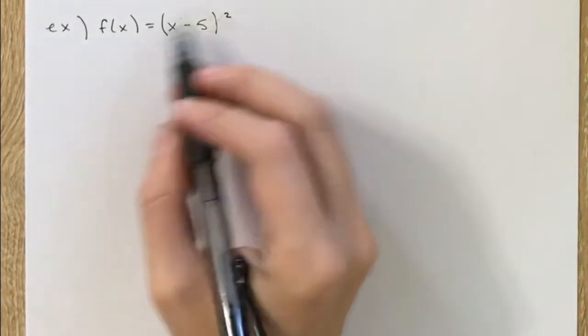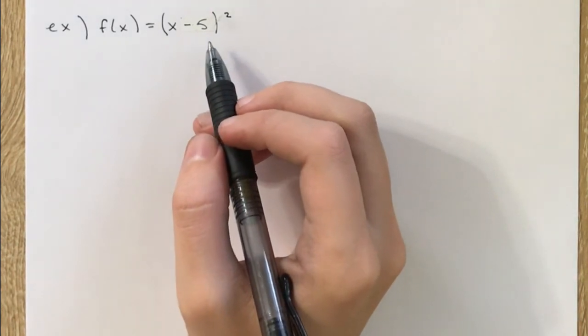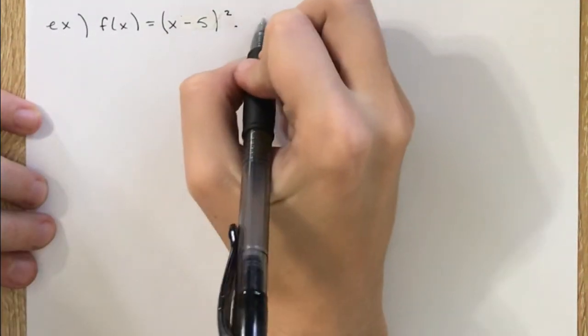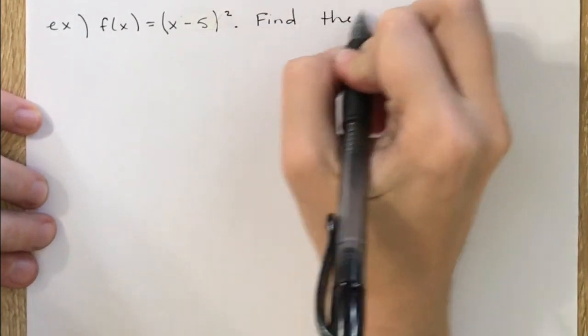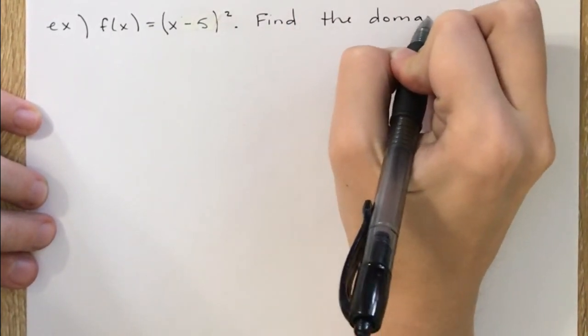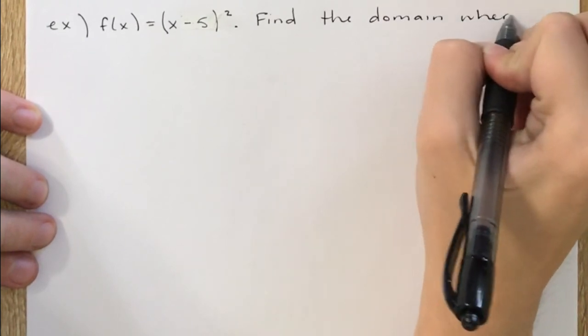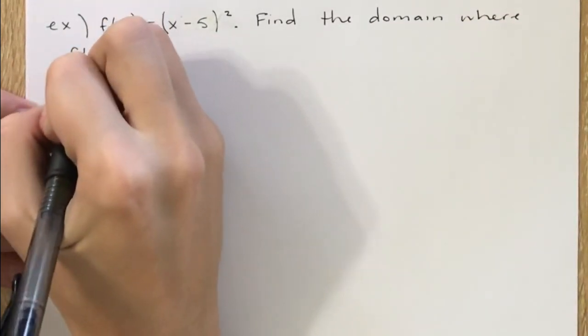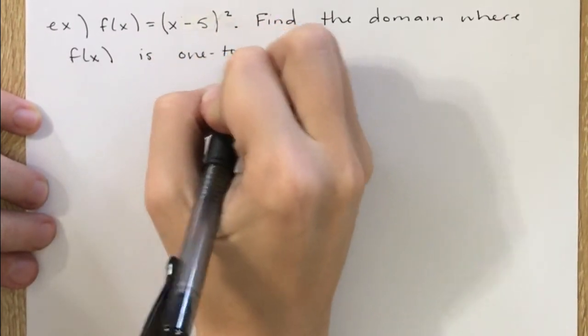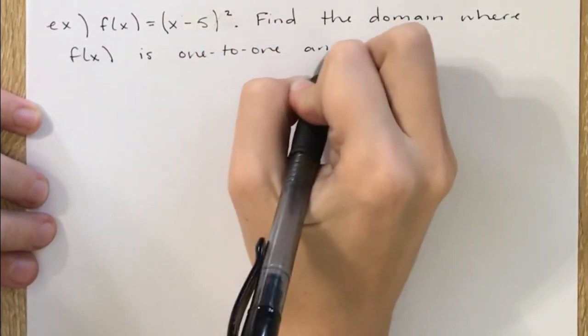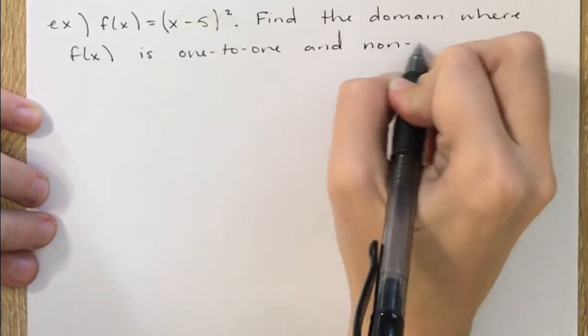So typically, if you're asked to find an inverse for a function like this, it will say something like, find the domain where f of x is one-to-one and non-decreasing.